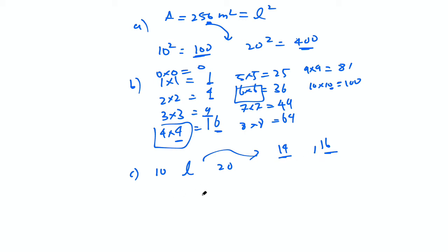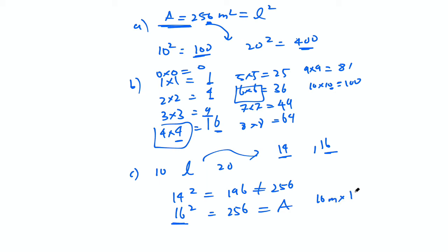So let's see which one's correct. 14 squared, what does this give me? It gives me 196, okay? But this is not equal to our 256 area. But if I do 16 squared, this ends up giving me 256, which is exactly the area of the mat that we want, okay? So then the dimensions of the judo mat has to be 16 meters by 16 meters.